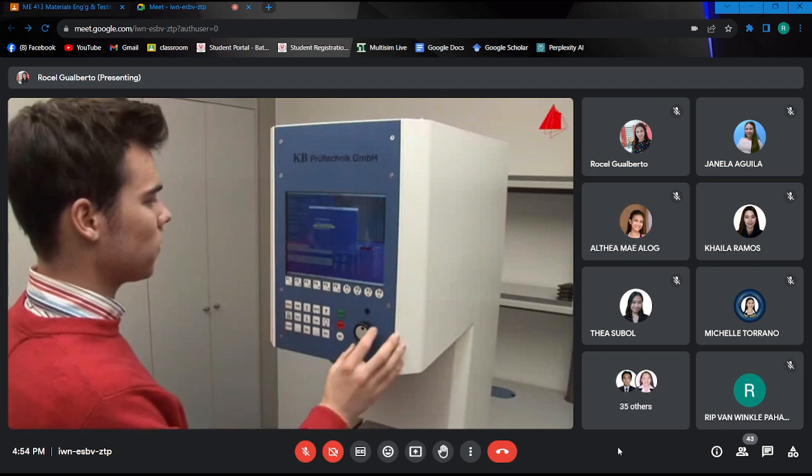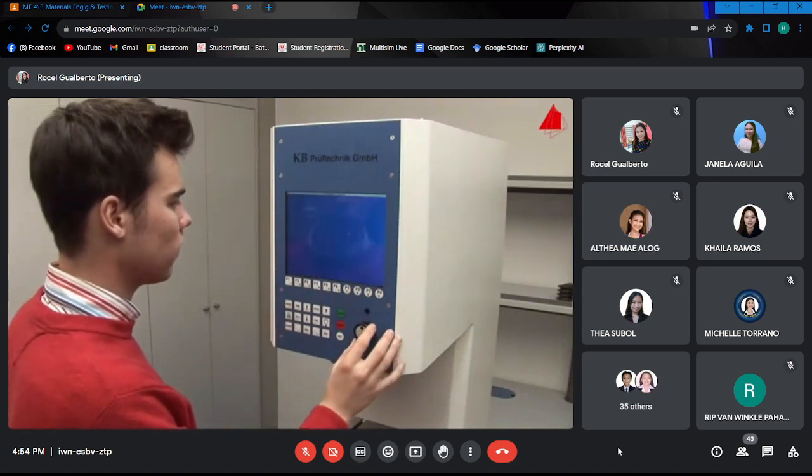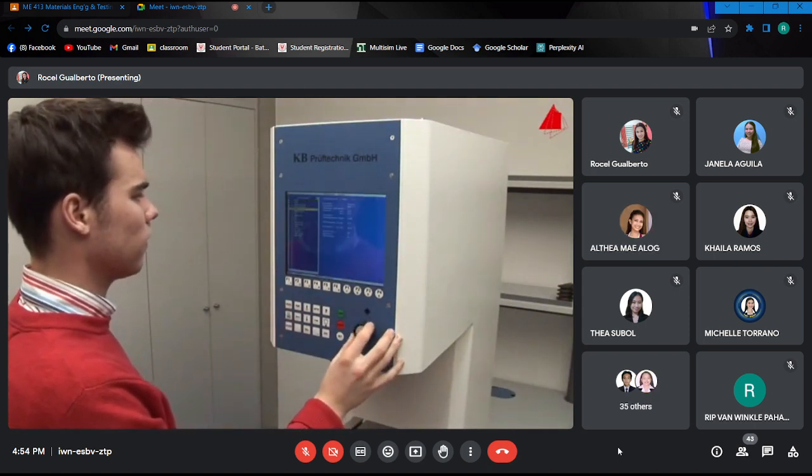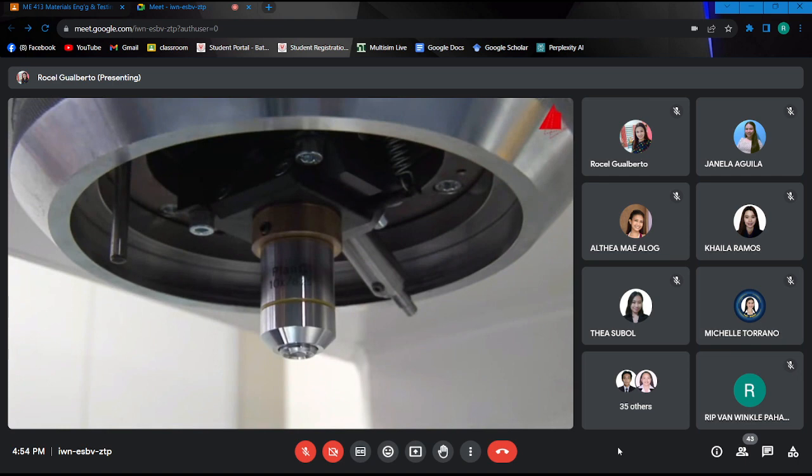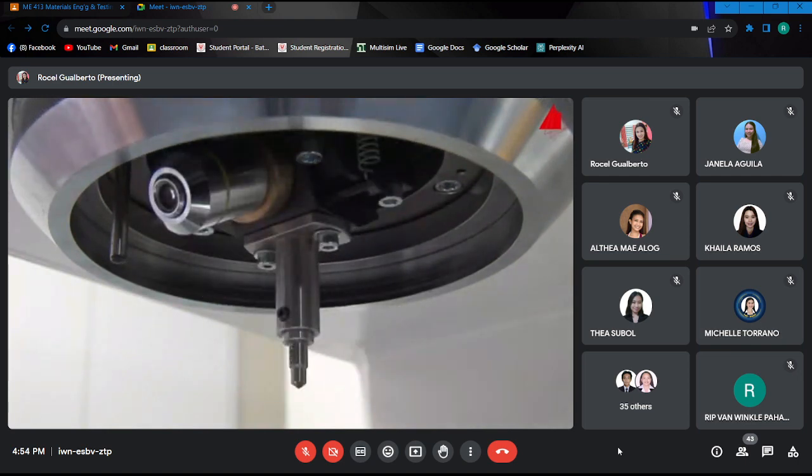A monitor and the control panel are positioned in the upper part of the machine. These are used to select and program different testing methods. Below the control panel, a microscope lens with a digital camera and an indenter are installed. These two elements are connected to each other and rotate towards the test piece as required.